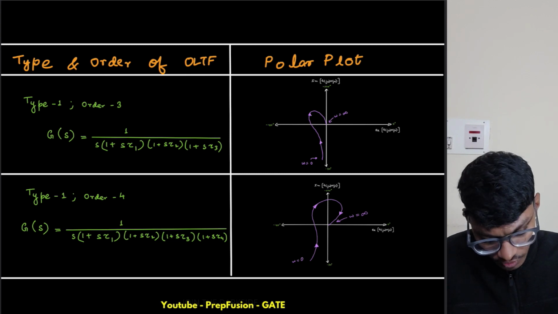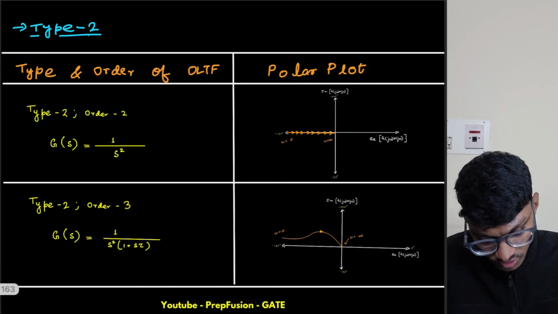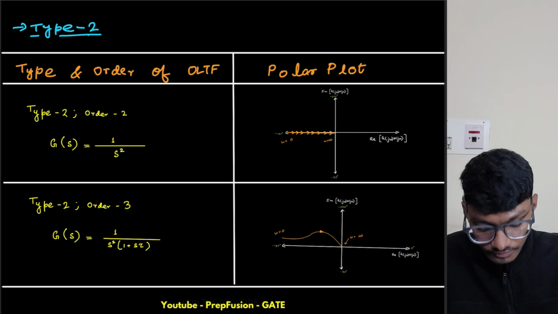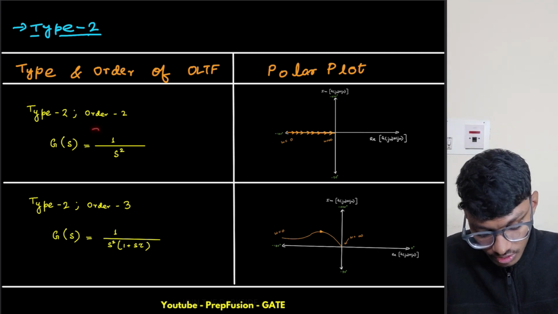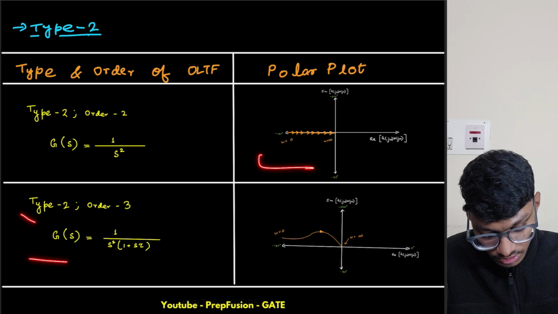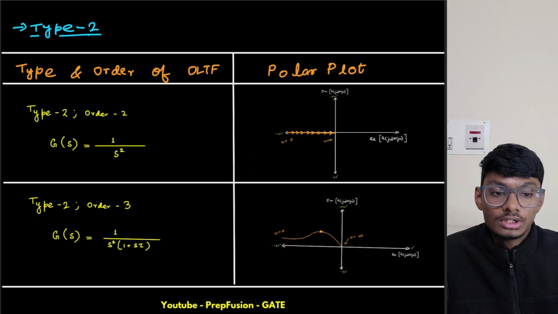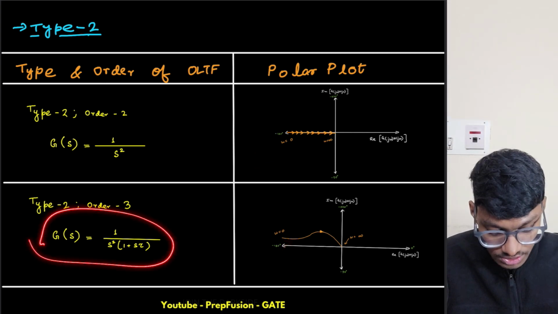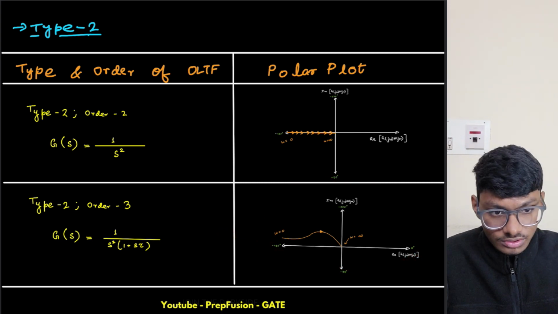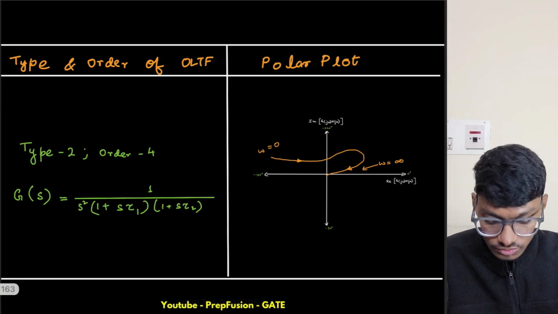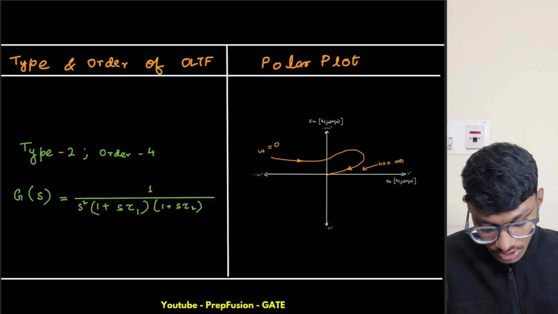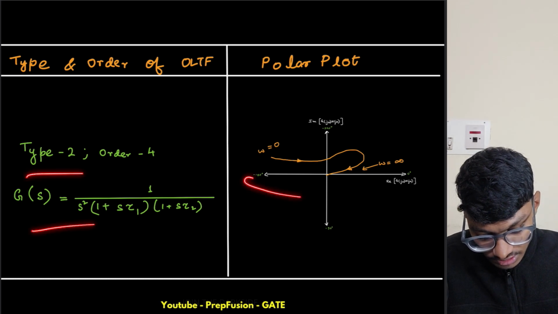Your task is to see all these plots and try to solve them for yourself. Most of them I have already solved, but type 2 order 2 and type 2 order 3 I haven't solved. So the homework for you is to solve this polar plot and plot it by yourself. A few I have done, a few you have to do also, else you will not be able to understand everything.